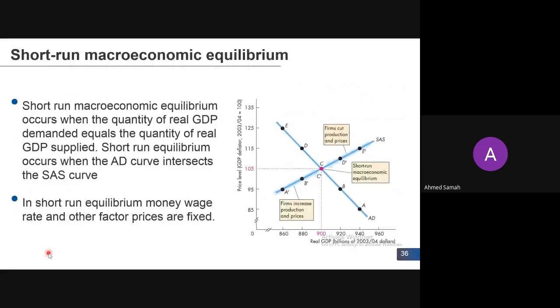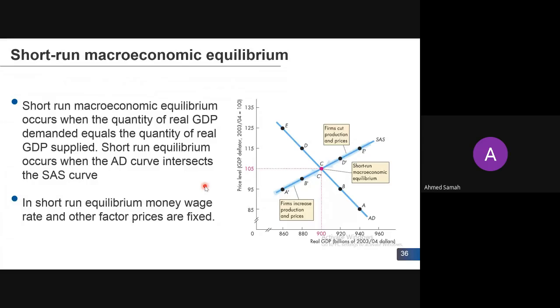So in the short run, macroeconomic equilibrium occurs when the quantity of real GDP demanded equals the quantity of real GDP supplied. That means the overall output demanded is equal to the quantity of output supplied. So the short run equilibrium occurs when the aggregate demand curve intersects with the short run aggregate supply curve. This is when the short-run macroeconomic equilibrium occurs.